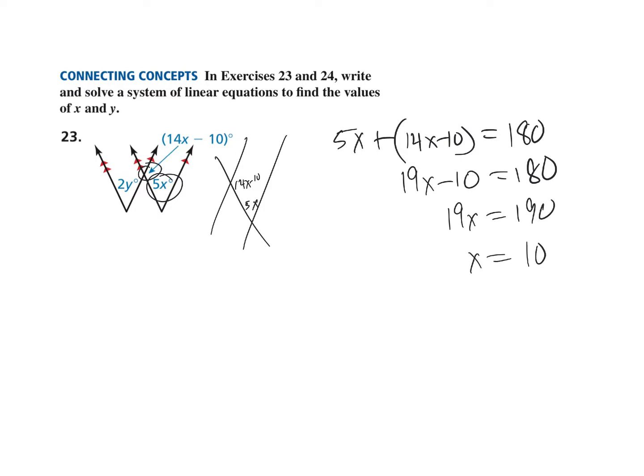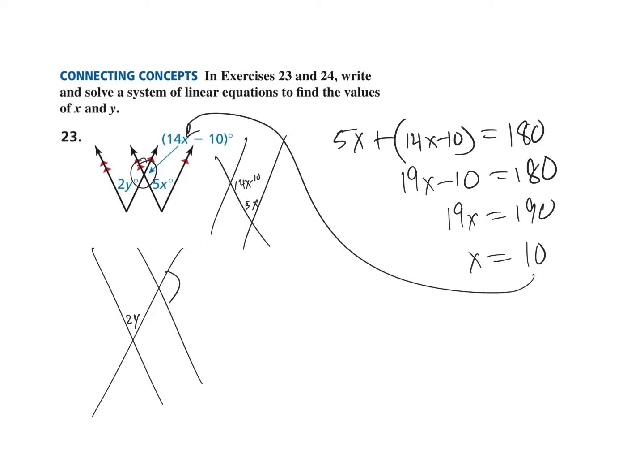All right, now how do we get y? So let's erase that. Well, 14x minus 10, let's draw that transversal with those two lines. This is 2y. And we don't know anything else at this vertex, but we can figure out what this angle is by plugging 10 in for x. So 14 times 10 minus 10, what does that equal? That's 140 minus 10 is 130. So this is 130 degrees. And by the vertical angles theorem, this is 130 degrees.